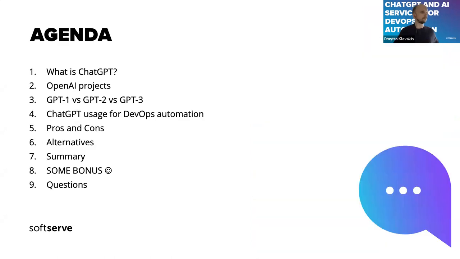Let's go next. So today we'll talk about what is ChatGPT and OpenAI projects. We'll take a look what's the difference between ChatGPT first, second, third, and finally the first edition. That's the most fresh one. When I prepared the presentation, the ChatGPT version 4 was not released yet. We'll take a look on ChatGPT usage for DevOps automation, pros and cons, alternatives, summary, and I've prepared some bonus for you.